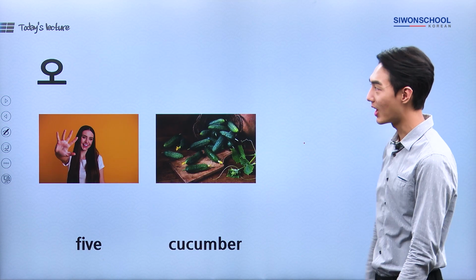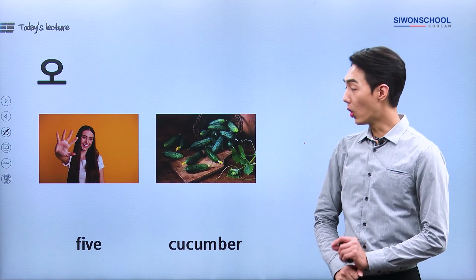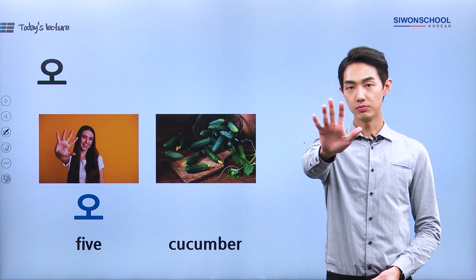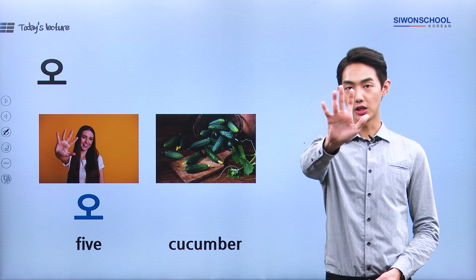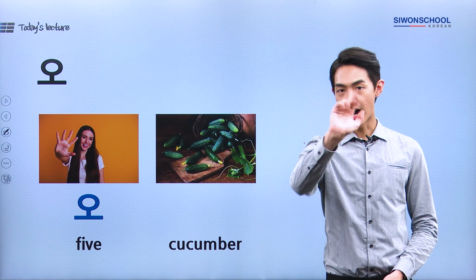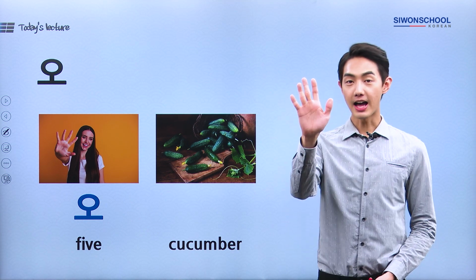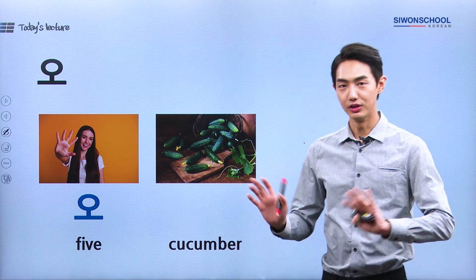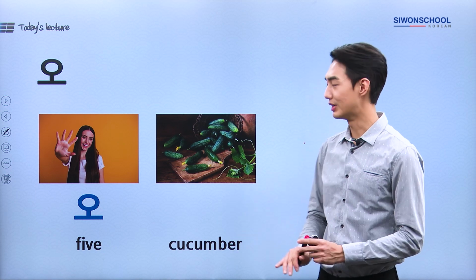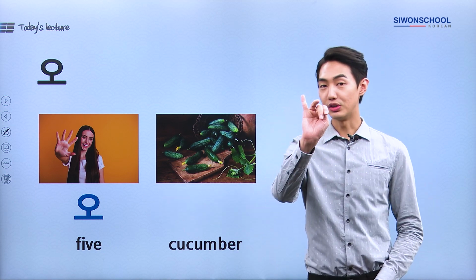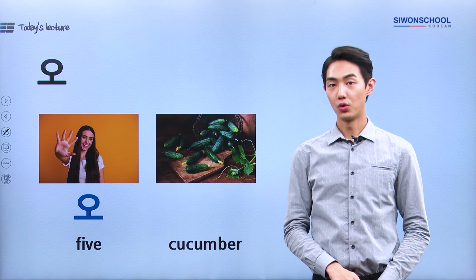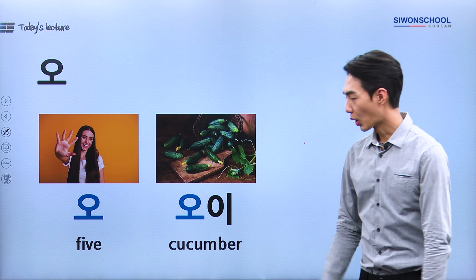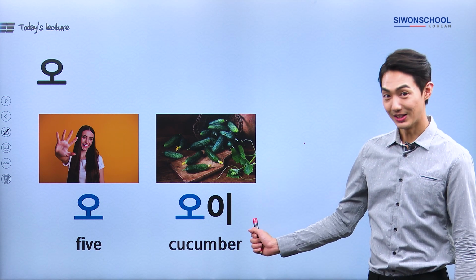All right, so this is what? O. O means 5, okay? So, open your hands like this, and say 5, okay? High 5 was the wrong example, so I'll ignore that part. But 1, 2, 3, 4, 5 means O. Very simple, right? All right? Next one is what? O. We learned this, right?